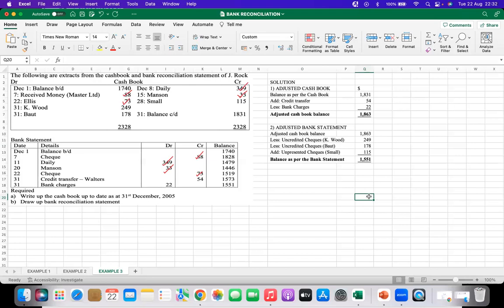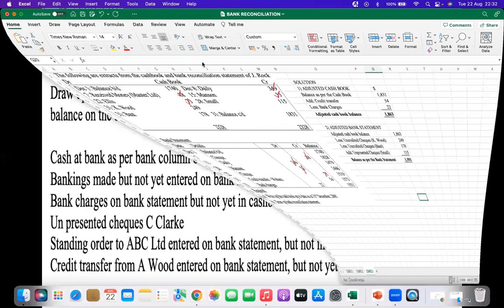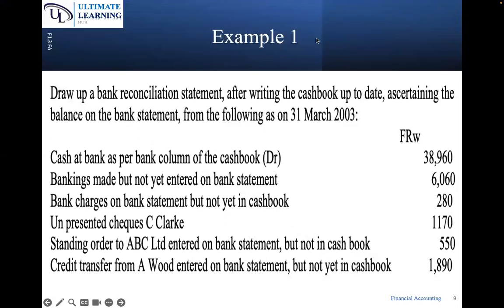So with these three examples, you can practice more and more to enable you know how to perform bank reconciliation. What is a bank reconciliation in conclusion as we summarize? What have we said? In a bank reconciliation statement, it's a statement prepared to link the bank balance shown in the cash book with the balance that is shown in the bank statement.